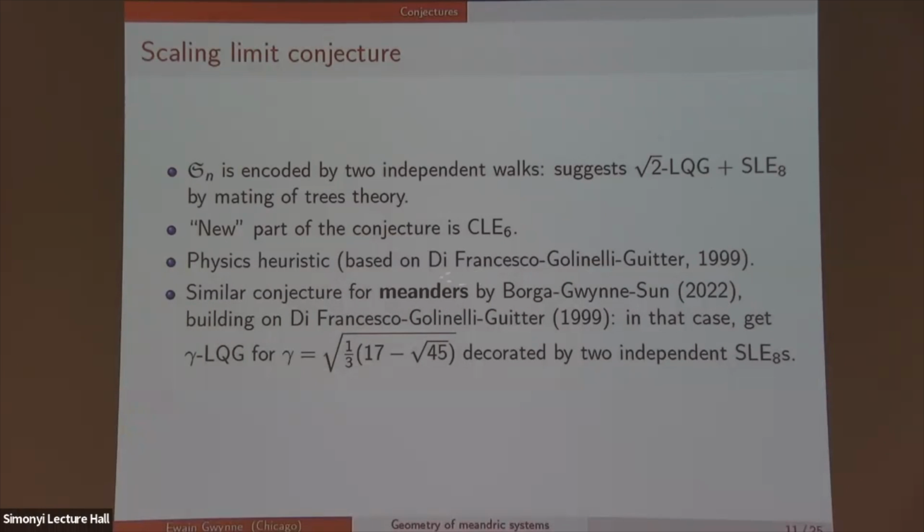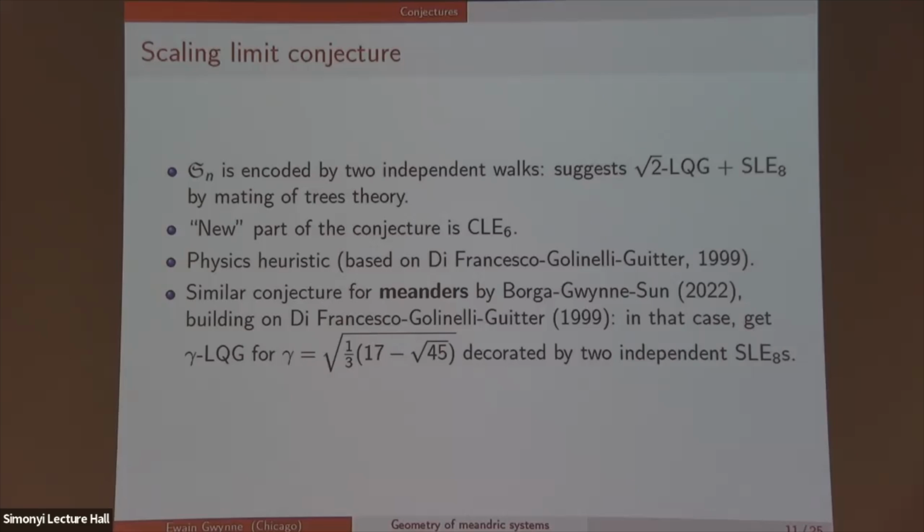The arguments of Di Francesco, Golinelli, and Guitter can be rephrased in terms of SLE and LQG language as saying that the scaling limit of the uniform meandric system should be given by Liouville quantum gravity with gamma equal to this funny looking parameter here, decorated by 2 independent SLE8s.